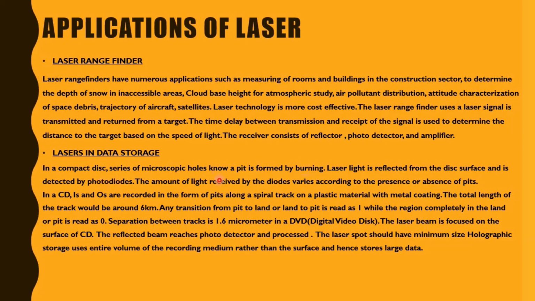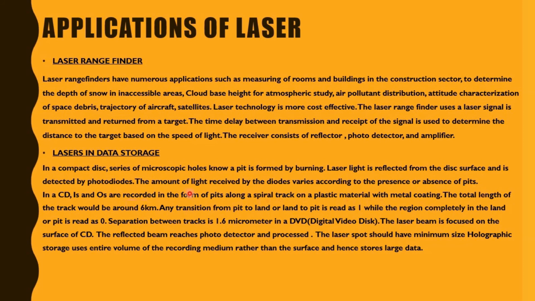The amount of light received by the diode varies according to the presence or absence of the pit. That means we can detect the absence and presence of the pit depending on the amount of light received from the diode. In a CD, 1s and 0s are recorded in the form of pits along a spiral track on a plastic material with metal coating.